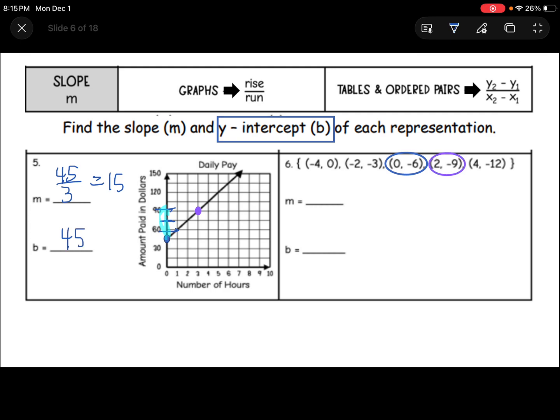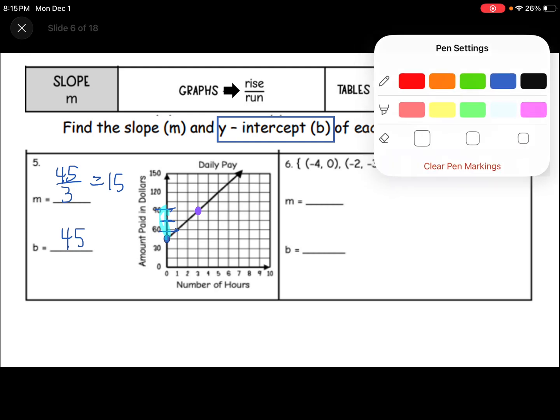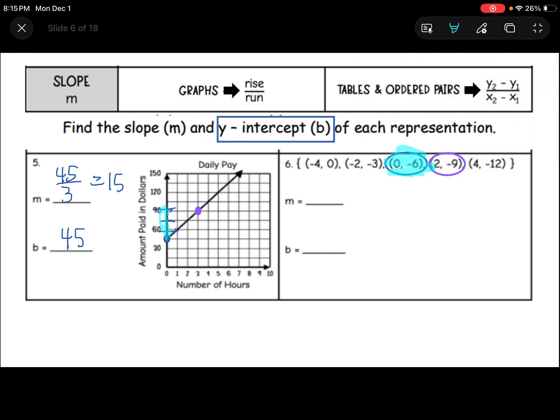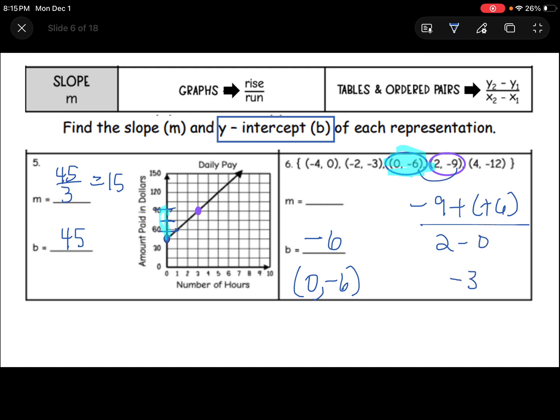And in this problem, again, any 2 points you can use. I'm going to start with the y-intercept. That would be this point right here, which means my y-intercept would be 0, -6. My slope then would be -9 minus -6, and 2 minus 0. It's going to be -3 over 2.